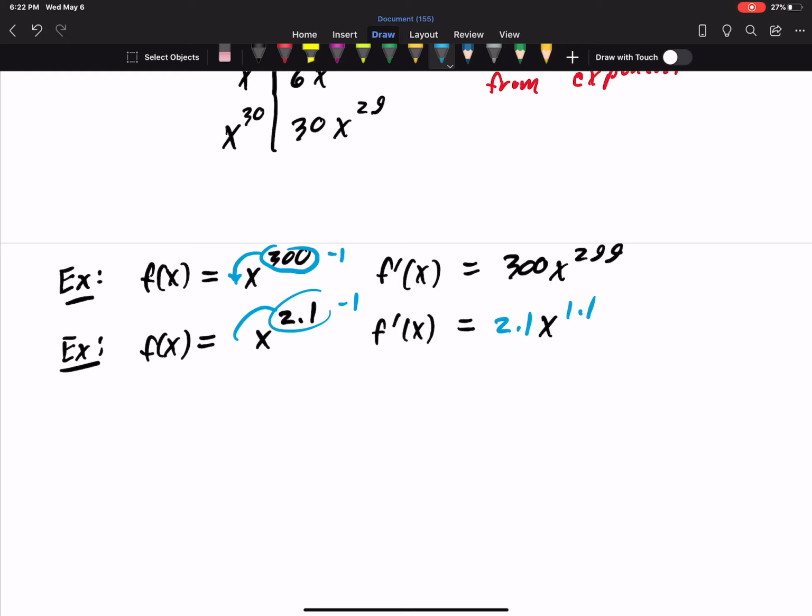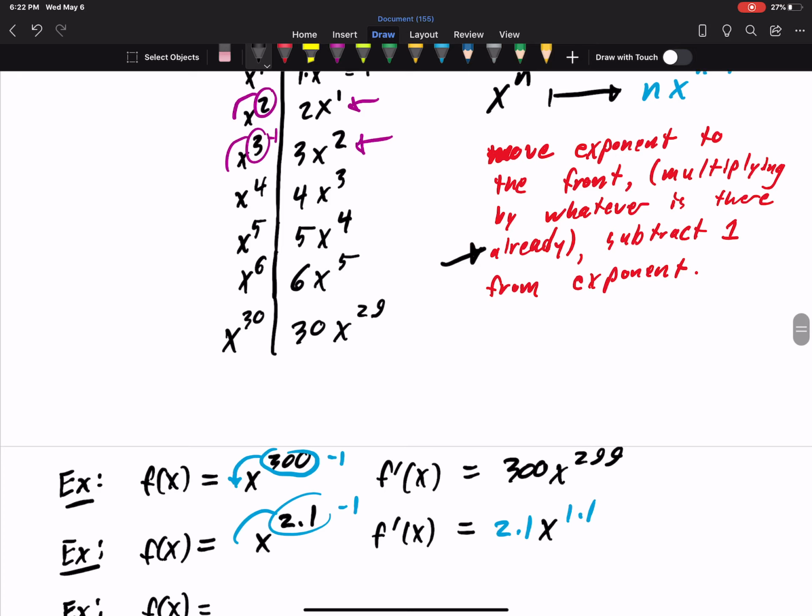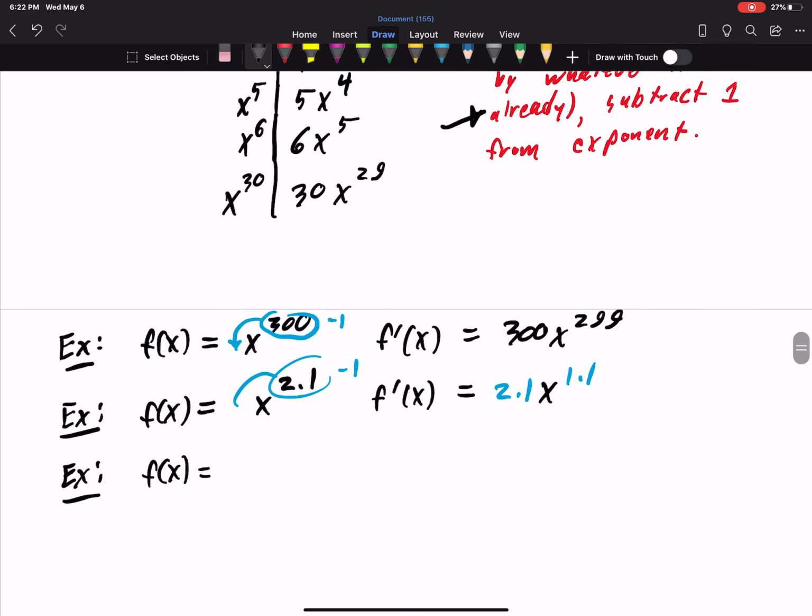Let's do another example to illustrate some important property that goes along with the thing I have in parentheses right here, multiplying by whatever's in front already. So let's do 3x to the 50th. What's the derivative of that? Cool thing about derivatives is kind of what we discussed before using the limit definition, is that constants in front can be ignored. So they just come along for the ride. You just worry about your x stuff.